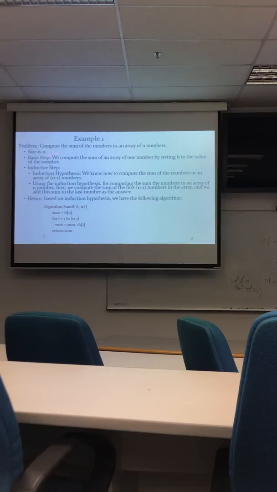Okay. So under the basic step, we have to show how to compute the sum for the smallest array. Smallest array, there is one element only. So to compute the sum for a number in the array with only one number is very easy, right? Just take the number as a sum. For the smallest array, it's very easy. The sum is just the number.